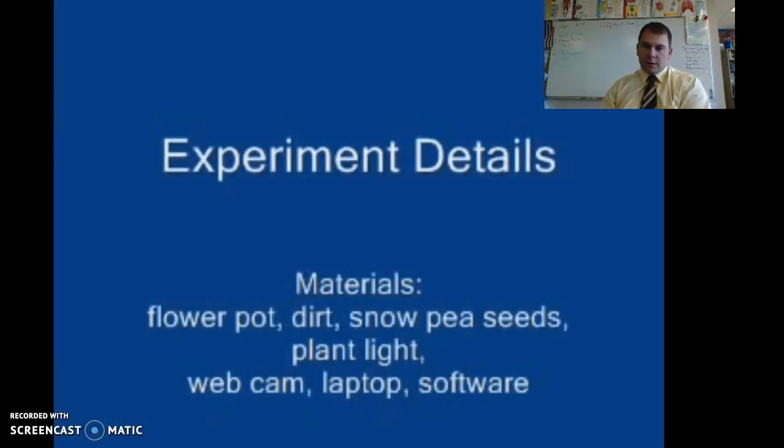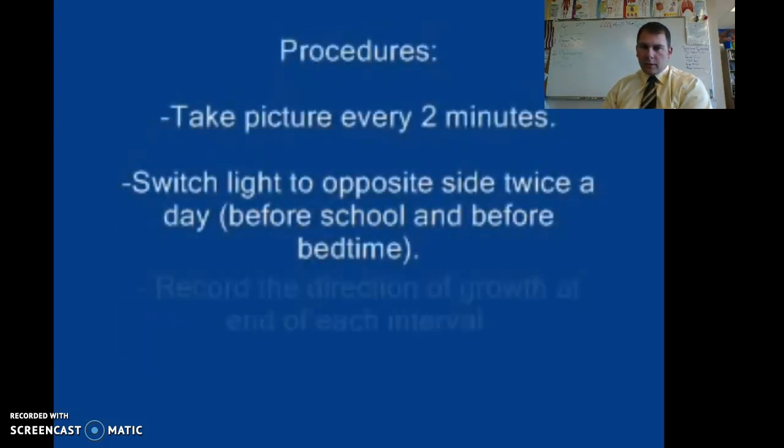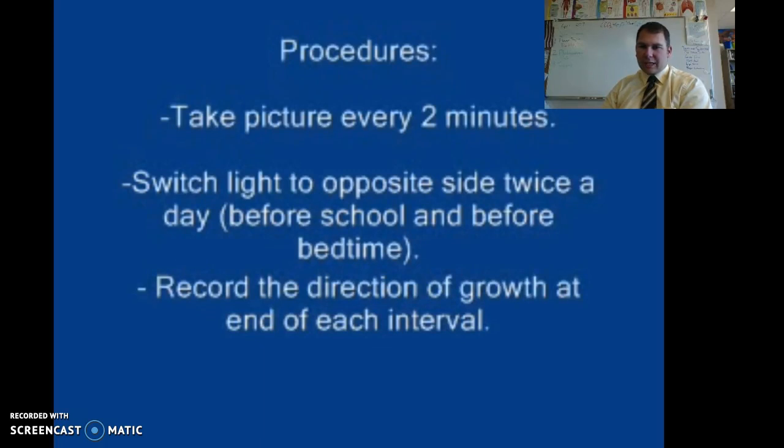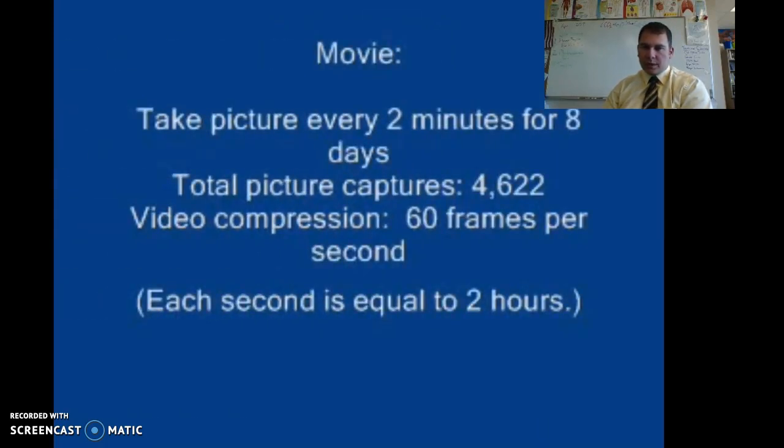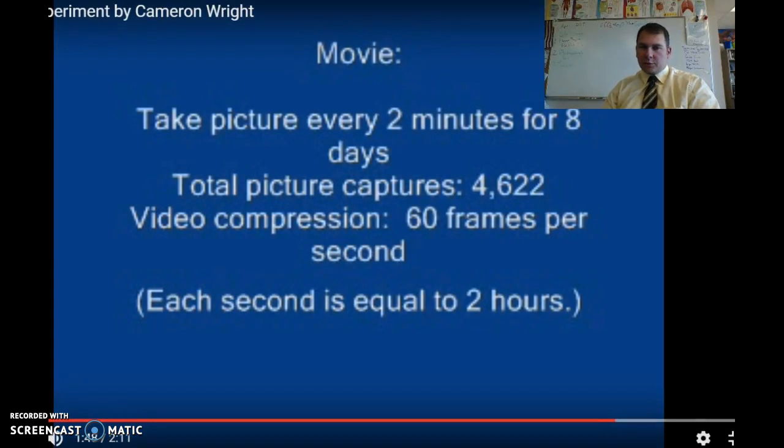Those are the materials that the student used. So what happened was a picture was taken every 2 minutes. The light was switched on opposite sides once before the student went to school and once before bedtime. Pictures were taken every 2 minutes for 8 days. A total of 4,622 pictures were taken. So in other words, this was sped up. Each second is equivalent to approximately 2 hours.